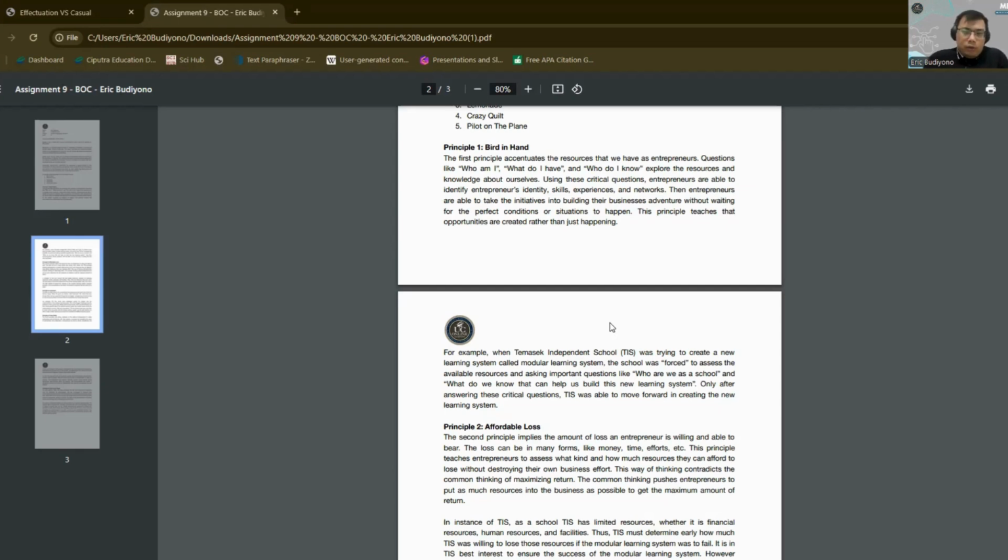So I want to highlight this. This principle teaches that opportunities are created rather than just happening. So in terms of the modular learning system, in Temasek, it's quite a unique learning system in a way that we basically observe, copy, and modify the learning system in university.